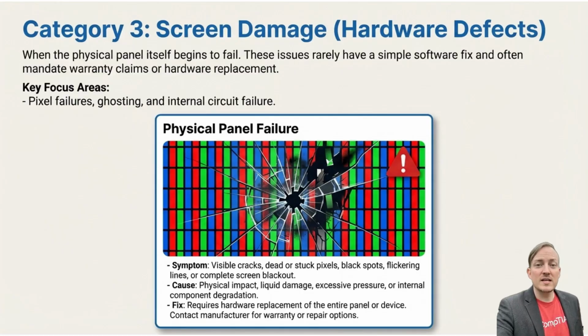Category 3 brings us to screen damage. This is when the physical panel itself is failing. If you see visible cracks, dead pixels, black spots, or a complete blackout, the panel has suffered physical impact, liquid damage, or component degradation. There is no software fix for a shattered screen. It requires hardware replacement or a warranty claim.